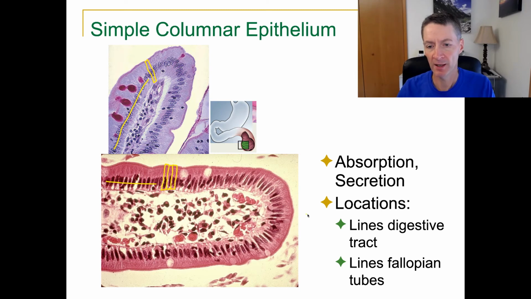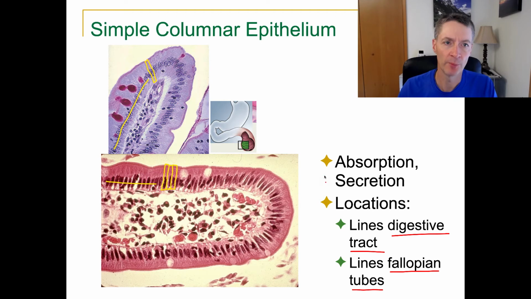So the key identifying locations might be the digestive tract, like the intestines where we absorb things. Another place we find columnar epithelia is in the fallopian tubes. There it's less about absorption, but usually the key example when it comes to simple columnar would be these linings of the digestive tract, the intestines. Okay.